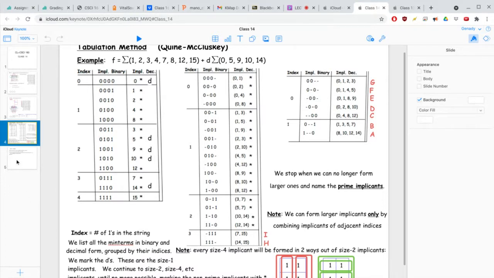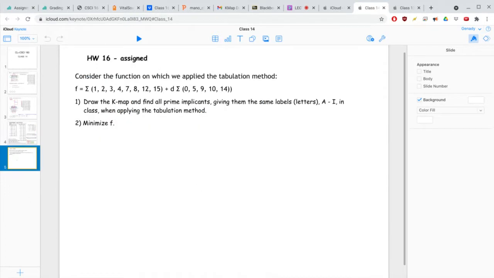I want to explain the homework, and then I will also give you sort of like thinking homework, where you don't need to actually write anything, but I want you to think of something. Okay, so the homework that you have to do, consider the function on which we applied the tabulation method. This is the function that we just worked with. This is the same thing.